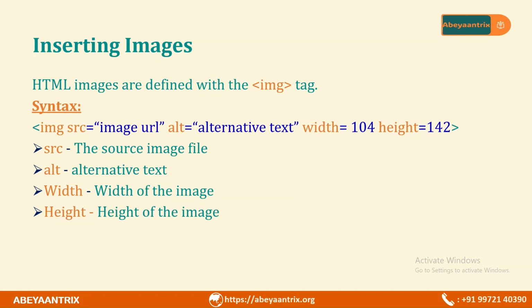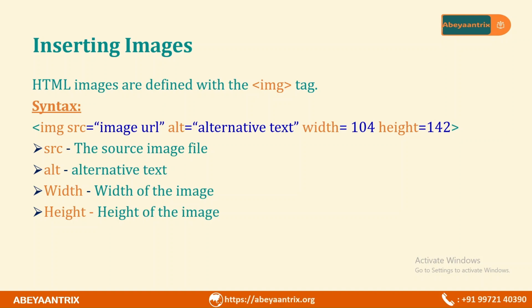Okay. So here src is the source, the path to your image file. Next, alt. This is alternative text that appears if the image cannot load, and it's also important for accessibility. Next one is the width. It controls the width of the image, and height controls the height of the image, in pixels. Okay, you should remember it is in pixels. Let us take an example and show you.